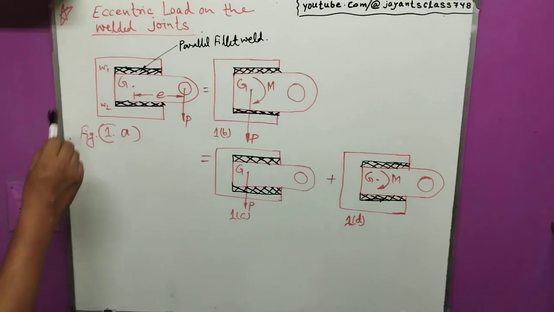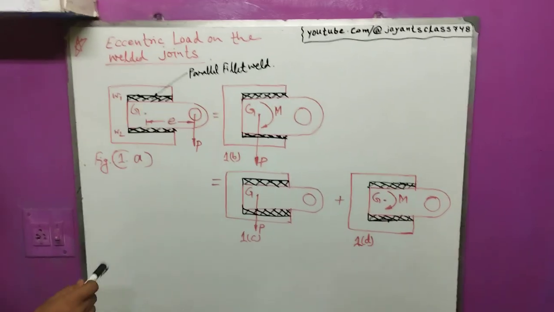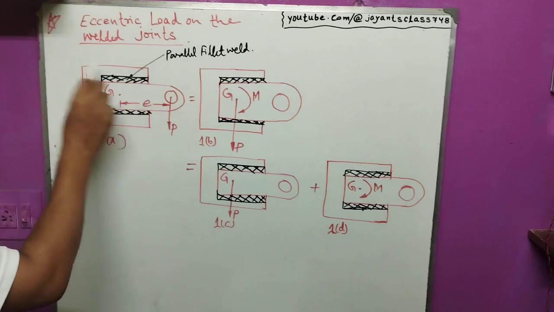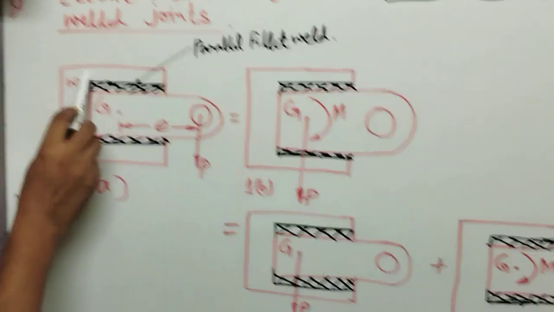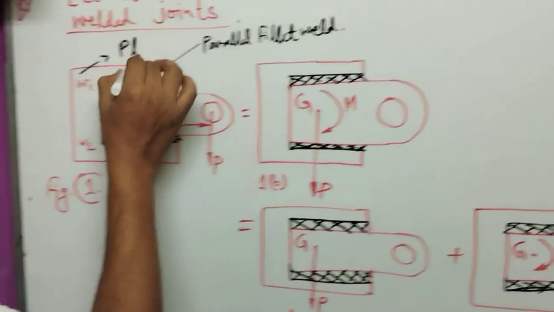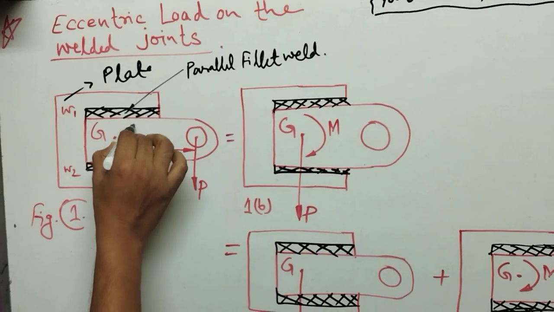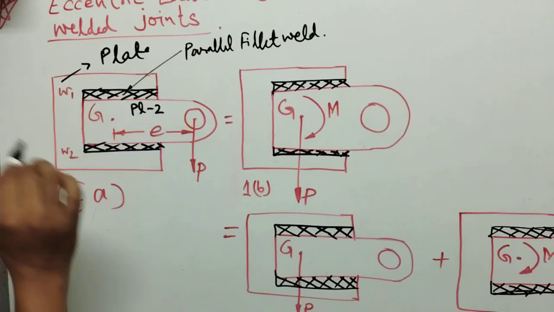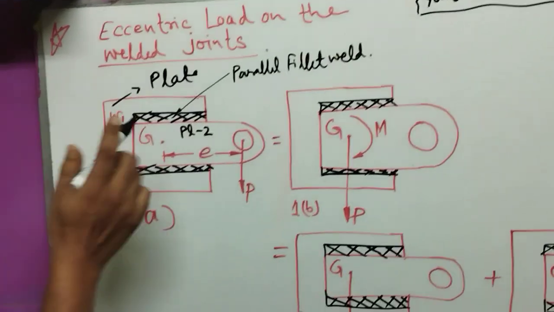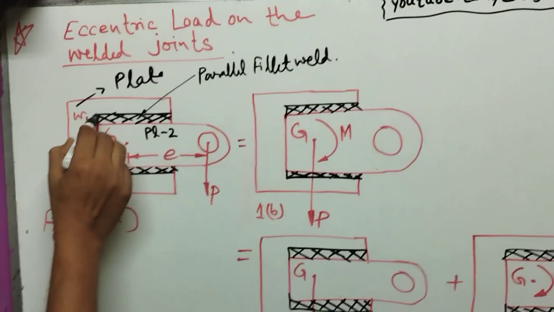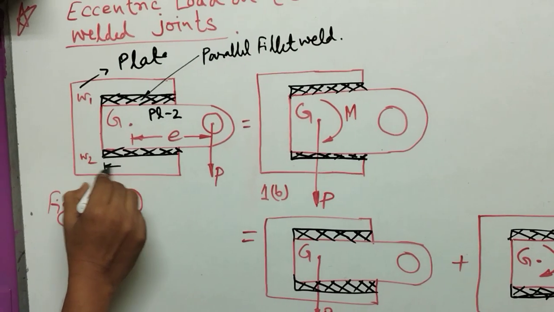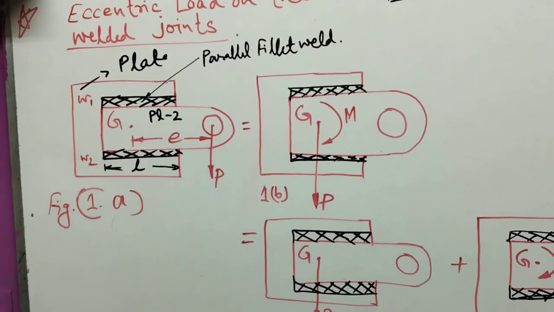Today's topic is the eccentric load on a welded joint. This class covers the load on the welded joint due to eccentric load. From the first figure, there is one plate, plate 1, and this is plate 2, which are joined together by parallel fillet welds along both sides, of equal length.